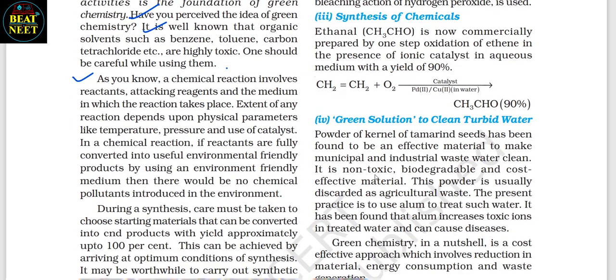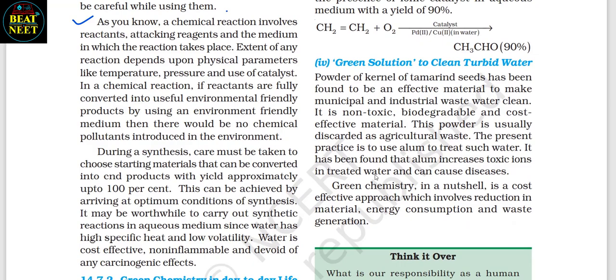As you know, a chemical reaction involves reactants, attacking reagents and the medium in which the reaction takes place. The extent of any reaction depends upon physical parameters like temperature, pressure, and use of a catalyst. In a chemical reaction, if reactants are fully converted into useful environment-friendly products by using an environment-friendly medium, then there would be no chemical pollutants introduced in the environment.